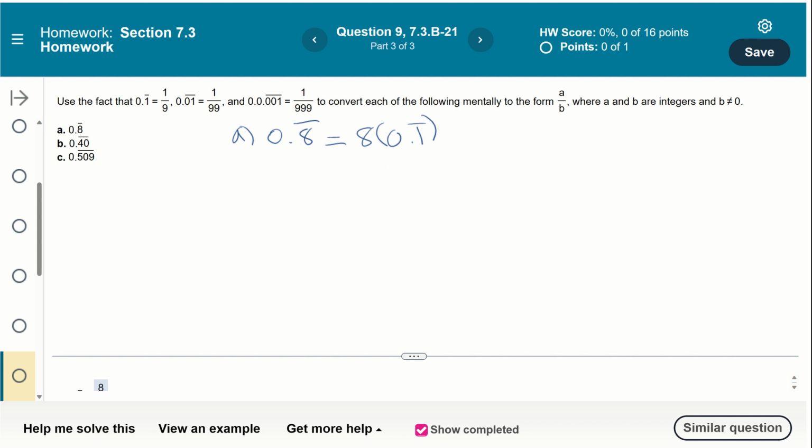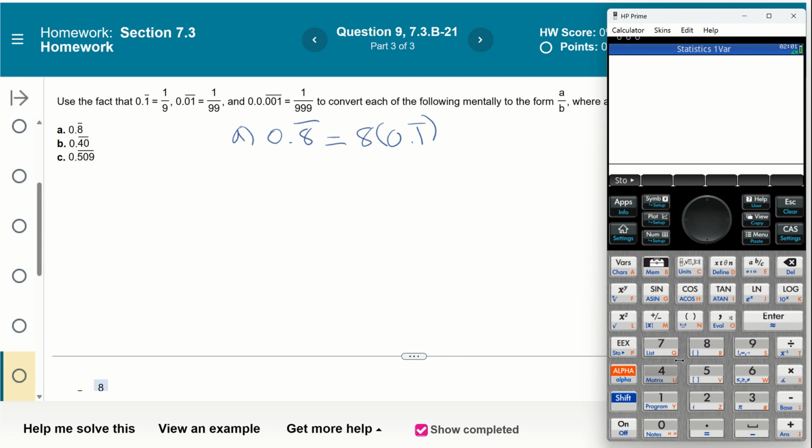Let's look at a calculator real quickly to convince you. If you look at 8 times 0.1, you end up with 0.8. What if you multiply 8 times 0.11? What do you think you're going to get? Yeah, 0.88, right?